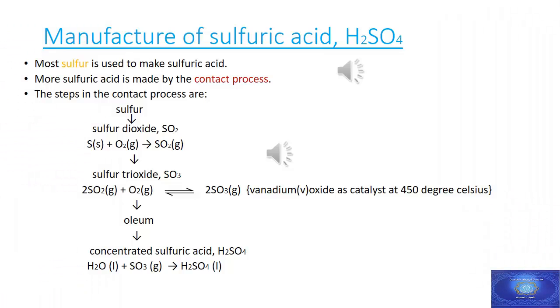Next, a very important lesson is about the manufacture of sulfuric acid. What is the formula for sulfuric acid? H2SO4. How is sulfuric acid prepared? Most sulfur is used to make sulfuric acid. Most sulfuric acid is made by the contact process. So name the process by which sulfuric acid is manufactured. By the contact process. Let us see the steps in the contact process.